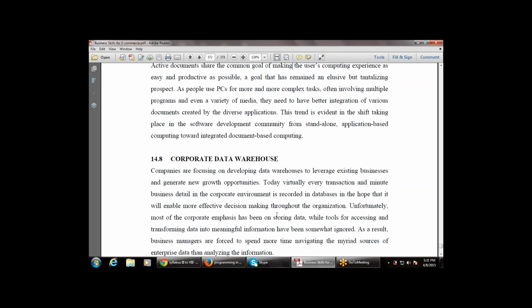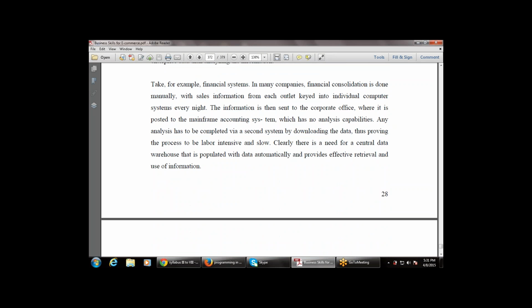So managers are forced to spend more time navigating from one part to another. So there is a requirement for a data warehouse for the corporate, so that it will be used as a collection of information.